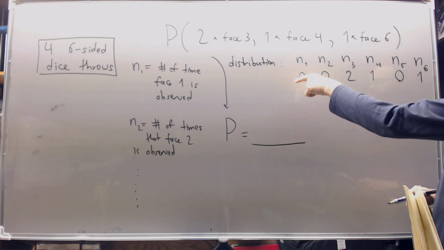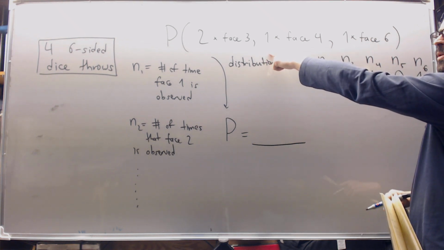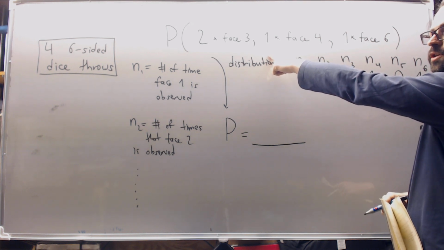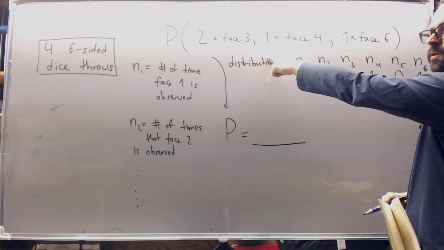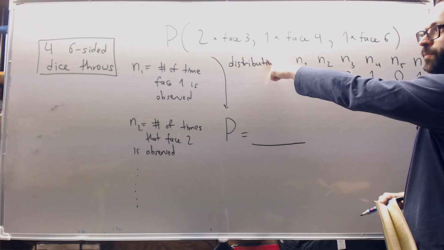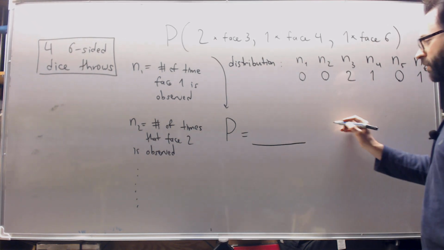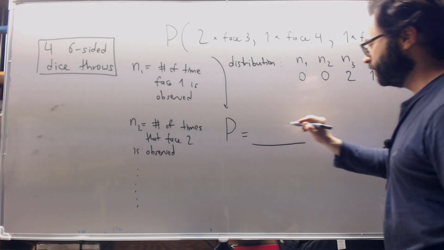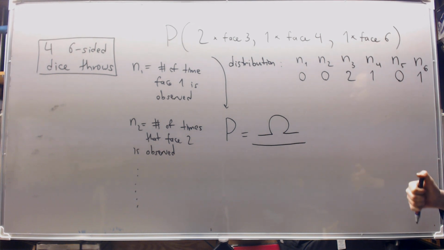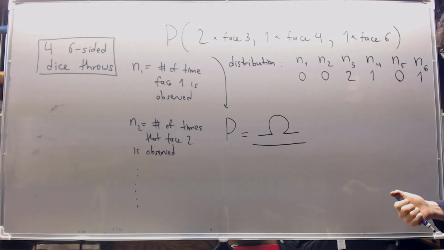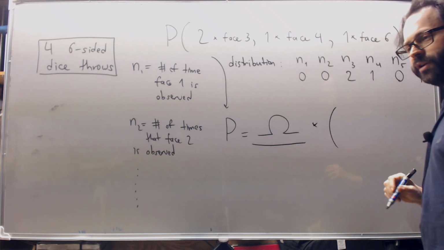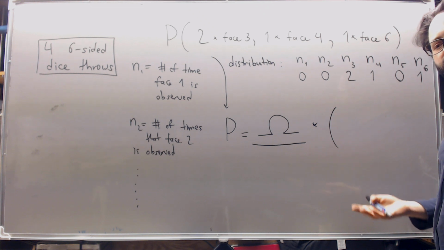So the distribution that we've specified, for which we want the probability, can be achieved in a number of different ways. What is the probability that counts all those mutually exclusive outcomes consistent with this distribution? We know that it's going to look like some omega, some statistical weight, some number that counts all of those outcomes at once, times the probability of any one of those outcomes.